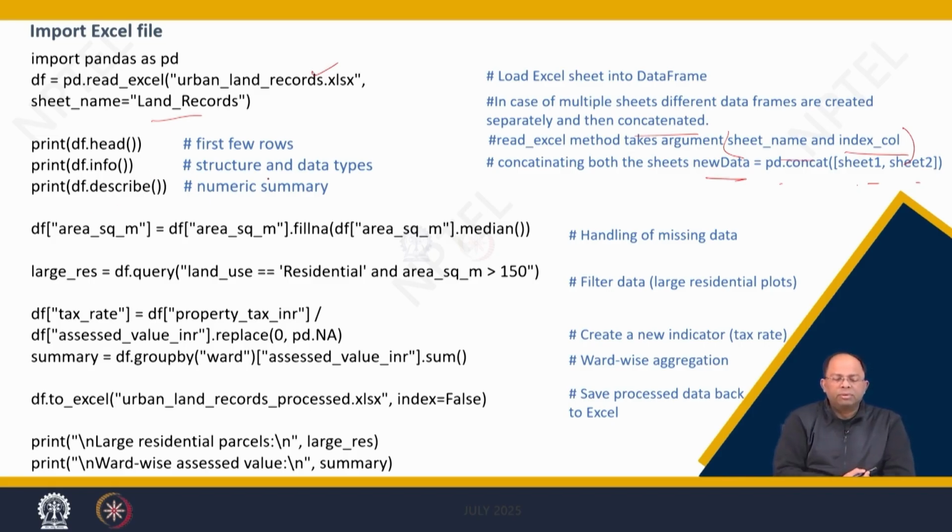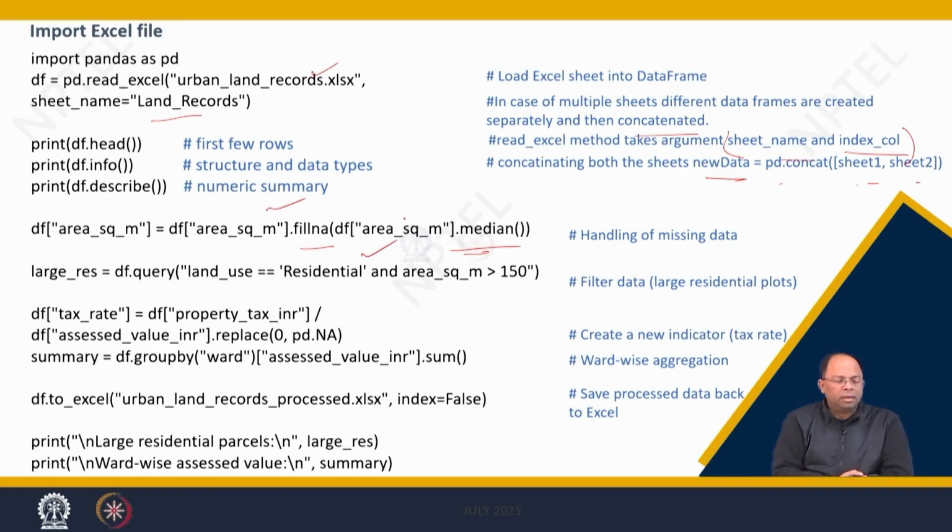One will show the first few rows, then one will show the structure and the data types, and finally the summary like mean, median, max, minimum, all these things would be shown. Then, the same way, we can handle the missing data. We fill it with the median values. So df area_square_meter: if there are values which are missing, then we will fill it up with the median value of this entire column. So this is what it specifies.